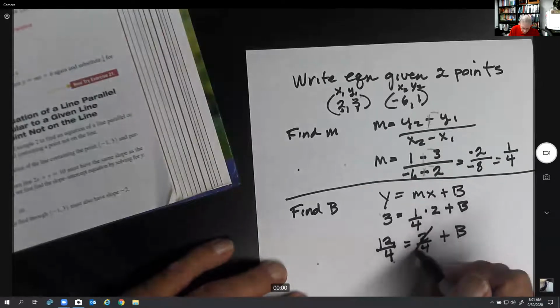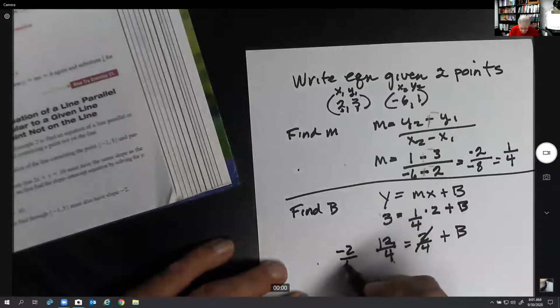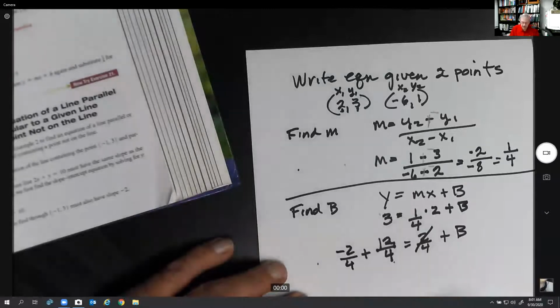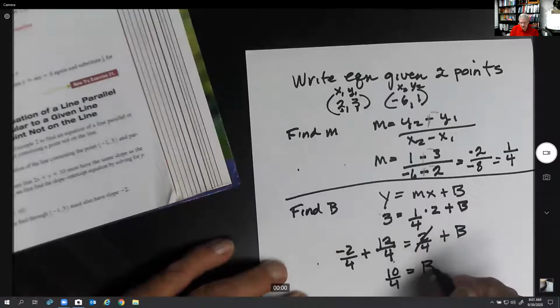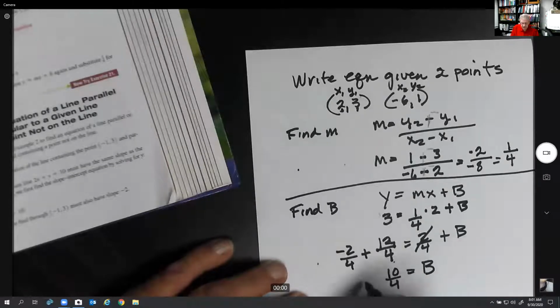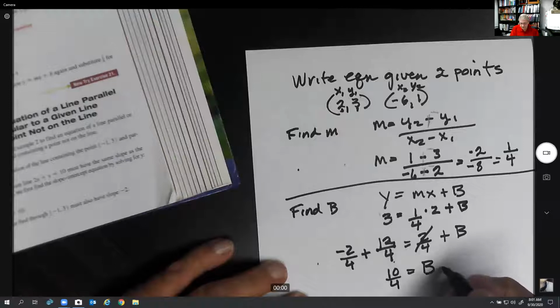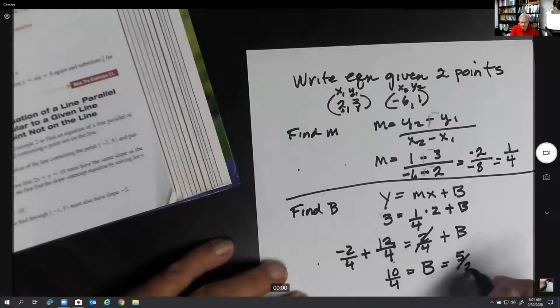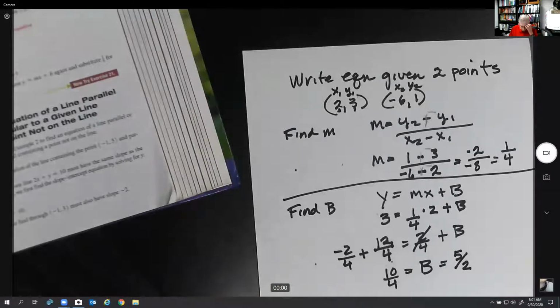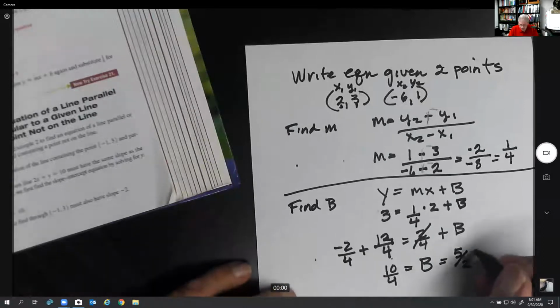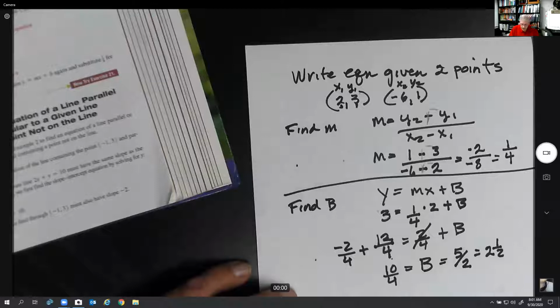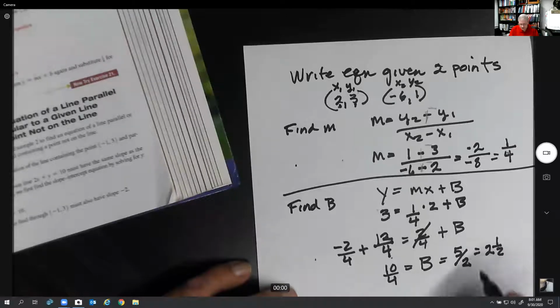Now I can move this 2/4 over. It gives me 10/4 equals b. And I can reduce 10/4 down to 5/2. So now I can write my equation. I can either leave it 5/2 or change it to 2.5, but I could do it either way. Okay, since this is a fraction, I might just leave it.